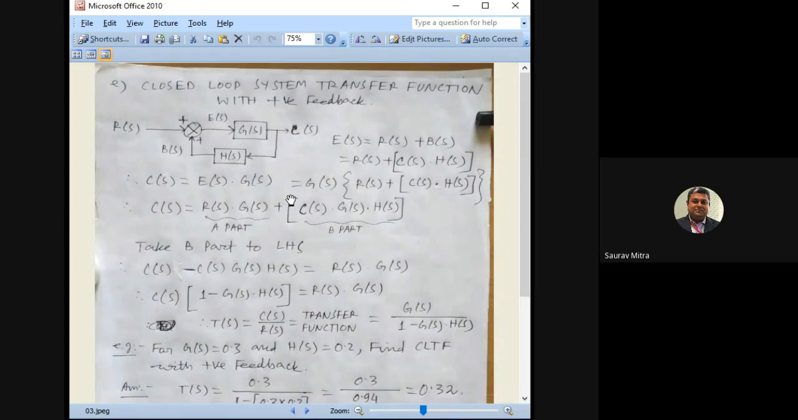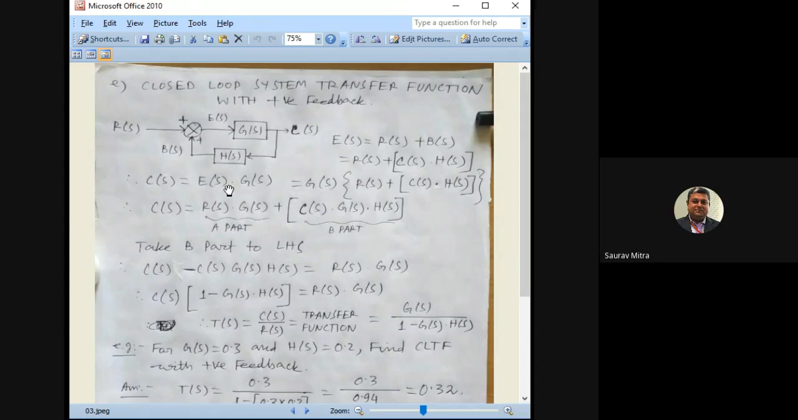The same proof is done with HS or feedback as positive. In the previous case we found that ES was equal to RS minus BS. In this case we are finding that ES is equal to RS plus BS. And what is BS? BS is nothing but CS into HS. So ES is equal to RS plus CS HS.